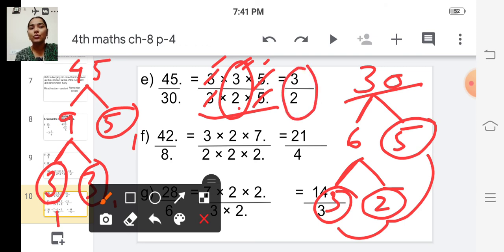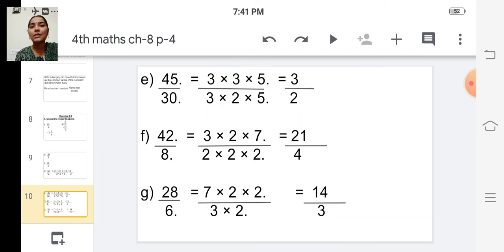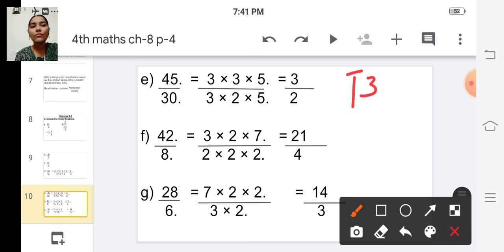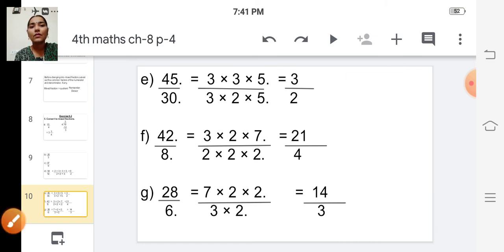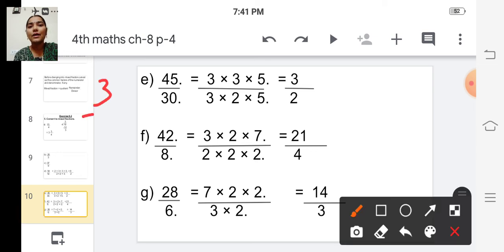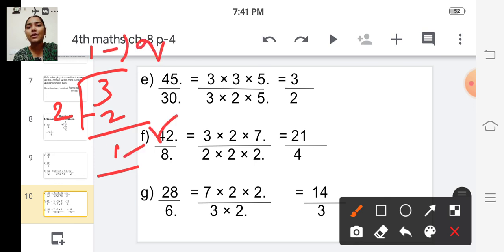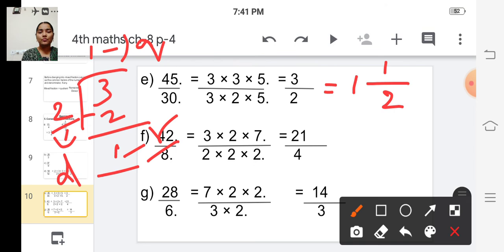3 by 2. So now we have to divide this 3 by 2. How many times? Only one time, isn't it? 3 minus 2 is 1. So this is quotient and this is remainder. This is divisor. So quotient as whole number, remainder as numerator, divided by divisor as denominator. So 1 1 by 2.